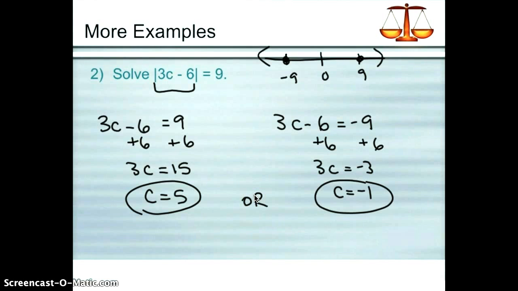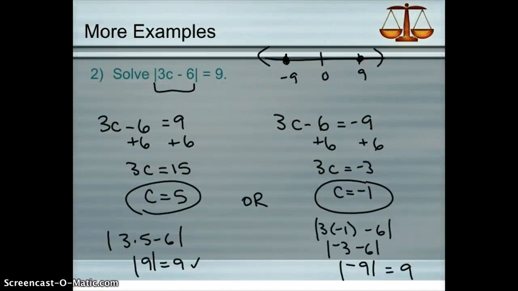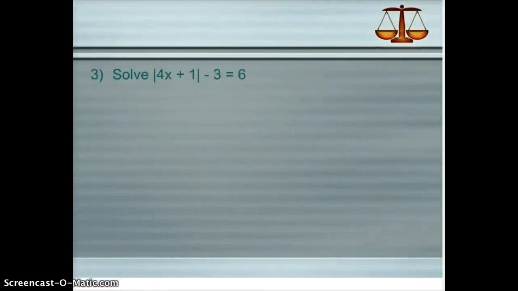If I try them, I want to see if it works. So 3 times 5 minus 6. That's 15 minus 6, absolute value of 9. That really does equal 9, so that's good. Here, if I try 3 times -1 minus 6, absolute value of this, 3 times -1 is -3. -3 minus 6 is -9, and the absolute value of -9 is also 9. So I didn't get 5 and -5, I got 5 and -1. Those were both correct answers, and you need to write them both. Okay? All right.